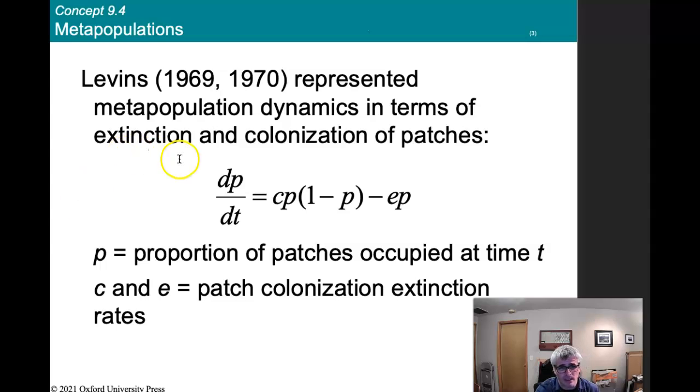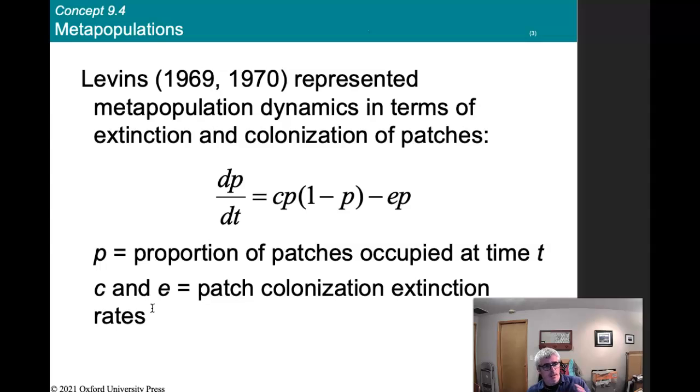Now, Levins wrote a famous equation to look at the extinction rate of patches. And so you can think of, back to that lake example, maybe there are 10 suitable lakes, but only 5 of those are occupied at any given time. And so P is the proportion of patches occupied. In that case, if there are 10 lakes that are suitable and only 5 are occupied, you would have a P of 0.5. C is patch colonization, and E is extinction.